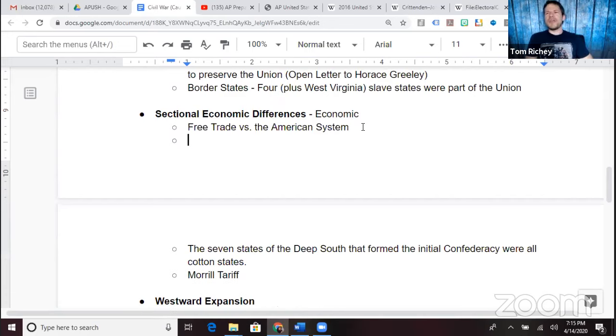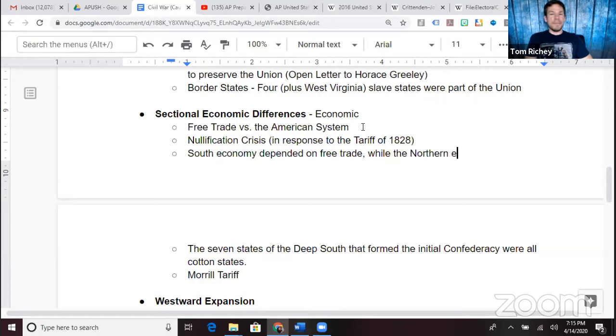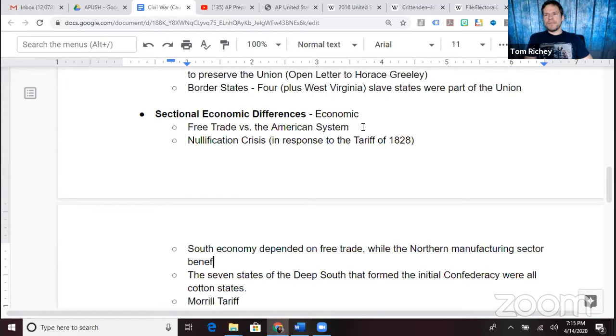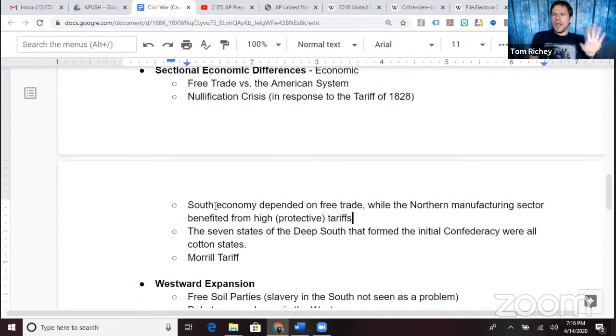So when we think about the nullification crisis, this is in response to the tariff of 1828. We note here that the Southern economy depended on free trade, while the Northern economy, the Northern manufacturing sector specifically, benefited from high tariffs. We're going to note here protective tariffs.